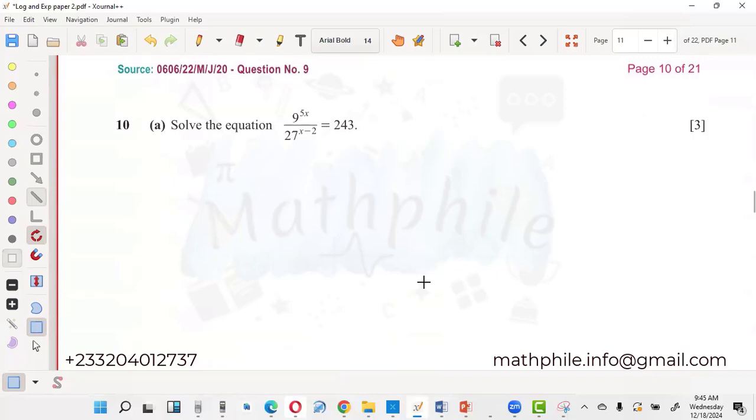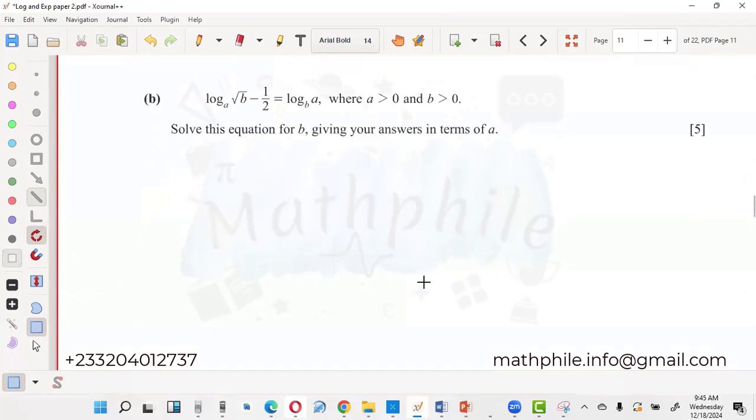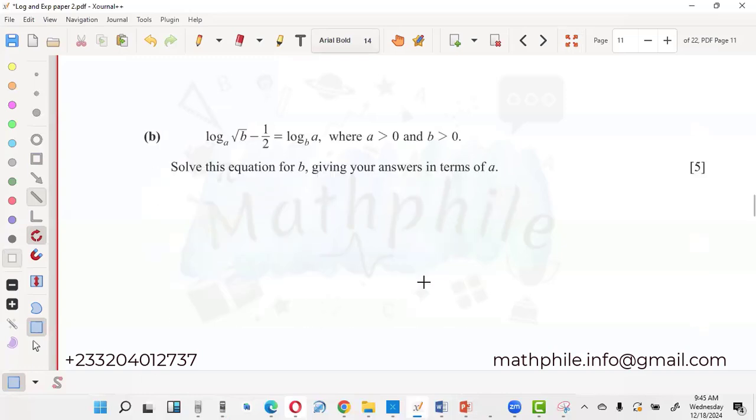Let's ignore the indices because everything can be given in terms of 3. Indices is easier, I think.